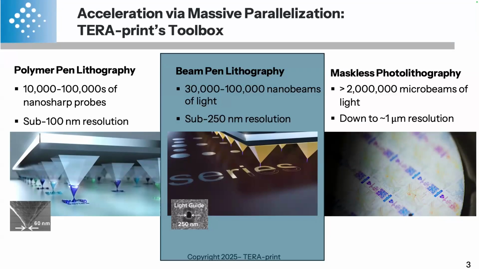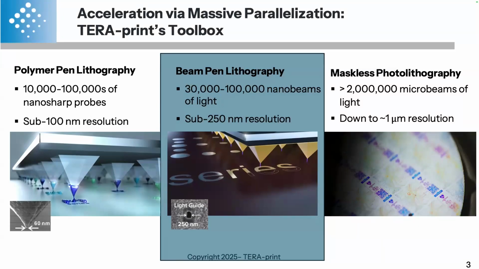PPL dramatically improves throughput, but it's still a form of macro contact patterning. All pens in the array pattern the same design simultaneously, so each pen cannot be addressed individually. You can see the SEM image at the bottom left. It's 60 nanometers. By applying different force using the elastomeric stamp, you can vary the feature size and pattern within a larger surface.